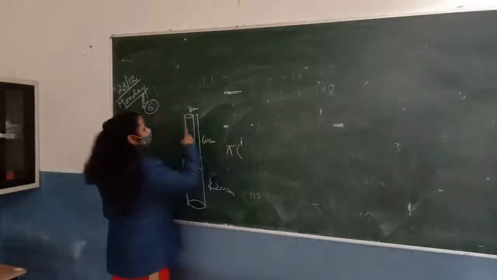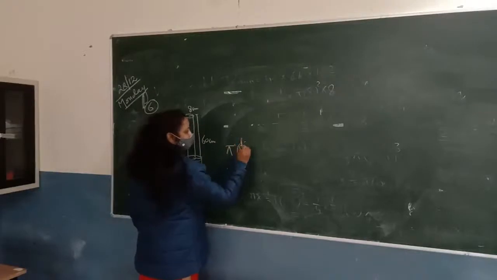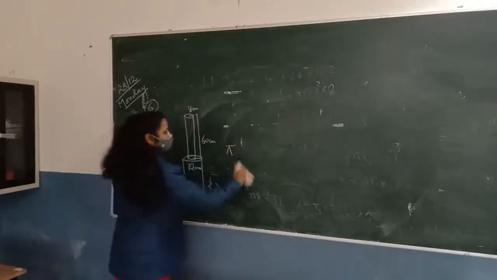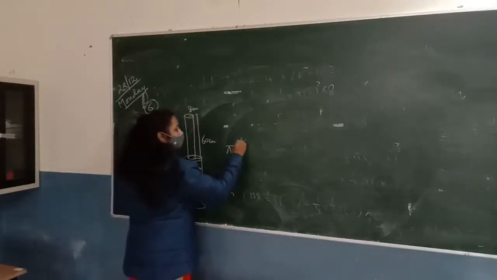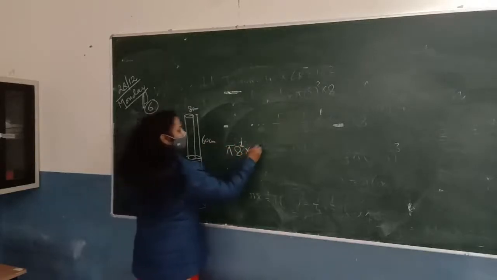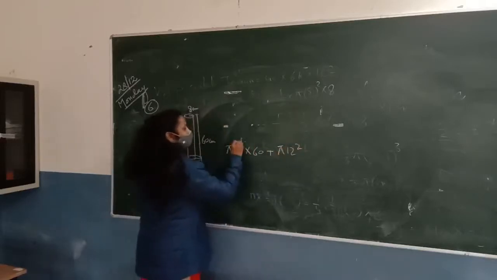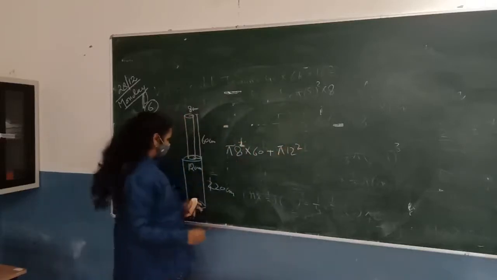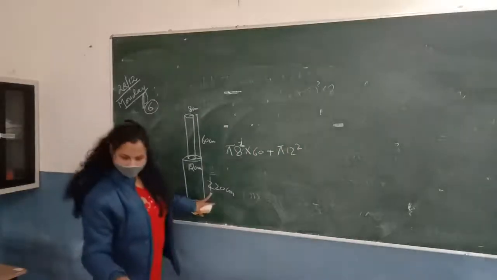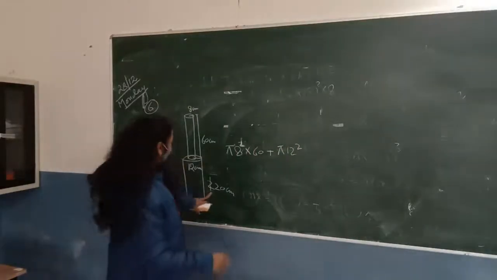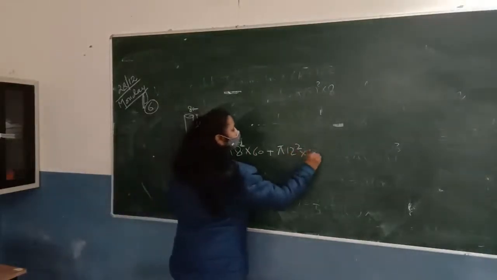In the first case, pi r square into h, with h being 60. And in the second case it is pi 12 square. 8 is the radius, right? Diameter is not given. 8 radius is given. And the height is 220.